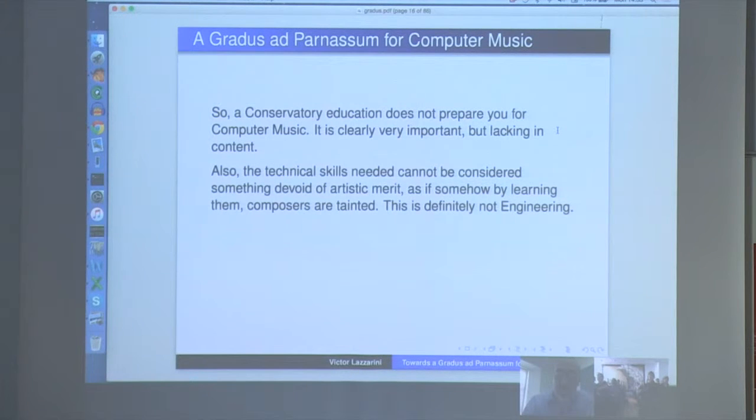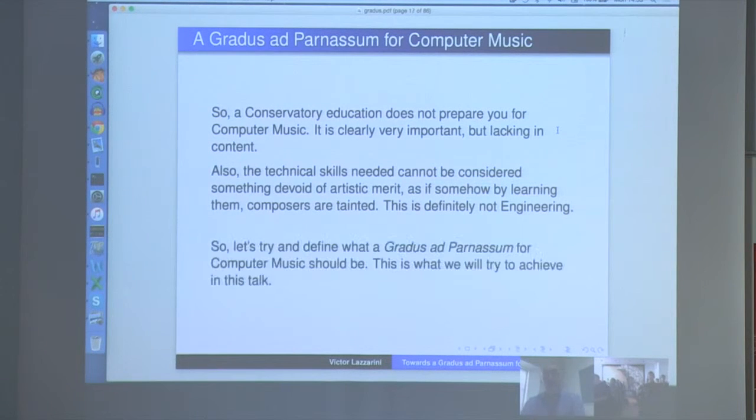I think it is important to make this point because there is a sense among many composers that by merely learning the technology or spending time with it, they are somehow lowering themselves into a lower form of life who knows about technical things, and they shouldn't be doing that. They should be thinking of higher things. In a modern computer music environment, this is not true.